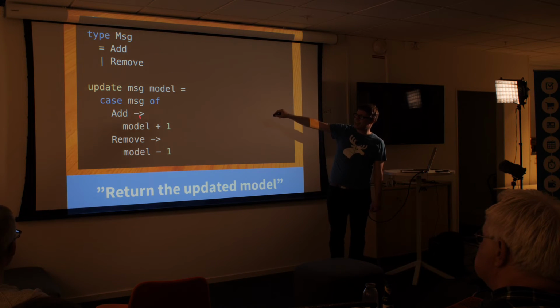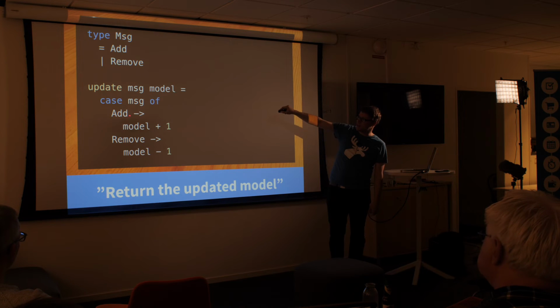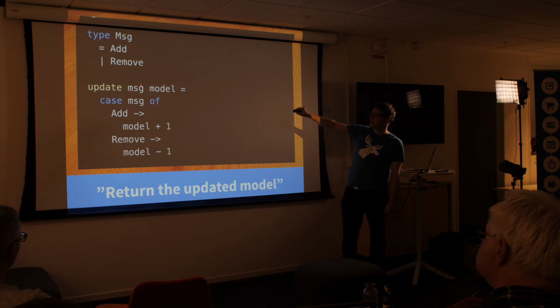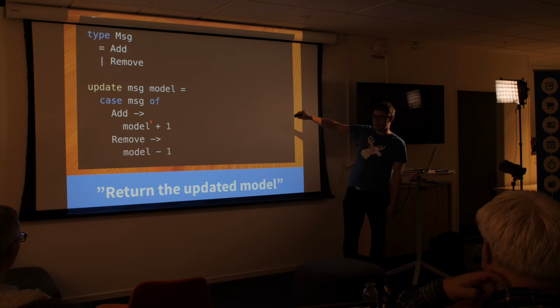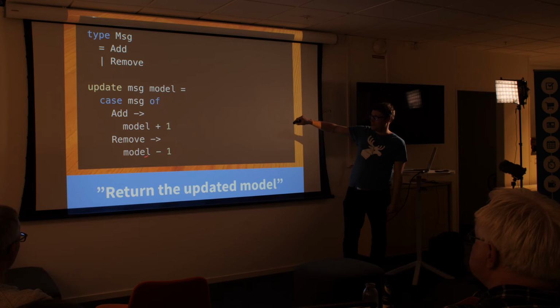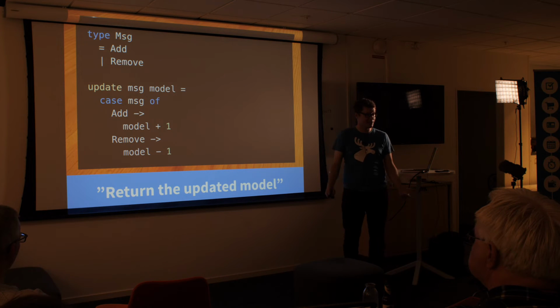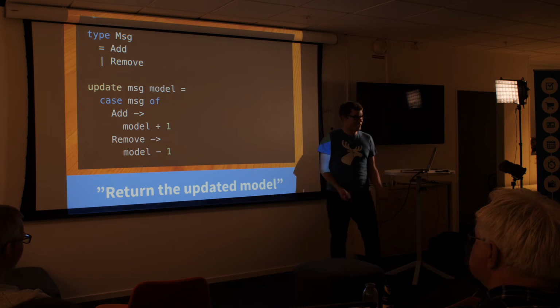Here we have a case statement. So we are casing the message. It's similar to switch in C++. And we cover the two branches here. So basically what this means is if message equals add, return model plus 1. If message equals remove, return model minus 1. So basically just increment or decrement our integer, which is our whole state for our whole application.